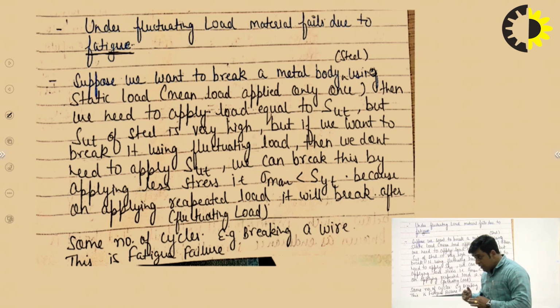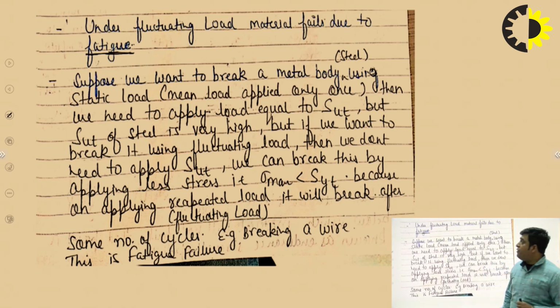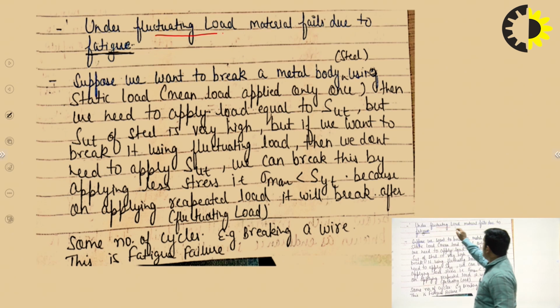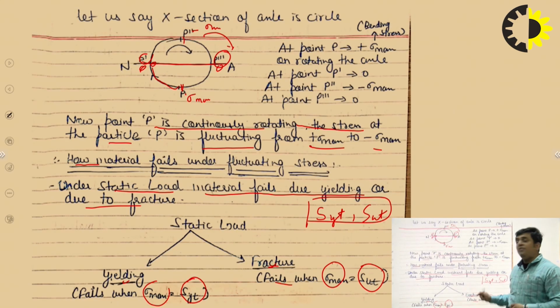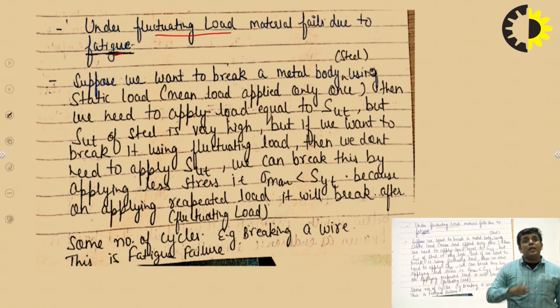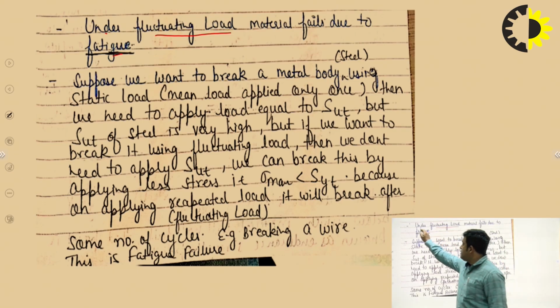But if we talk about fluctuating load, which is our concern, under fluctuating load, material fails due to fatigue. The failure criterion is fatigue. If we differentiate it from static, in static the failure criteria are SYT or SUT, that is, yielding and fracture. But in fluctuating load, the material failure is due to fatigue.